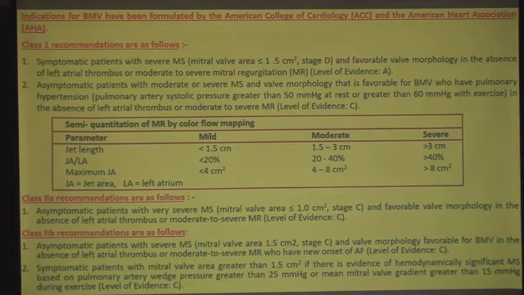Number 2, asymptomatic patients with moderate or severe mitral stenosis and valve morphology that is favorable for balloon mitral valvuloplasty, who have pulmonary hypertension, meaning systolic pressure greater than 50 millimeter of mercury at rest and greater than 60 with exercise, in the absence of left atrial thrombus or moderate to severe mitral regurgitation. This is level of evidence C.